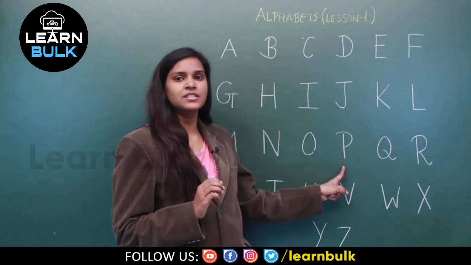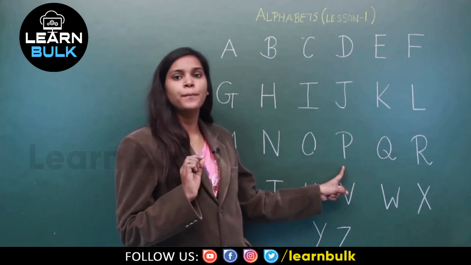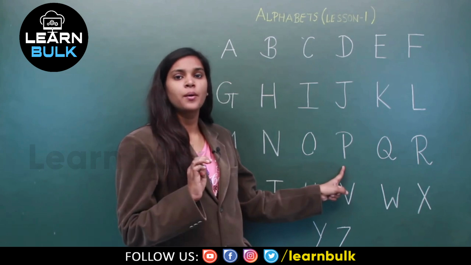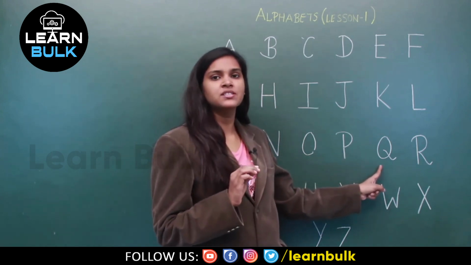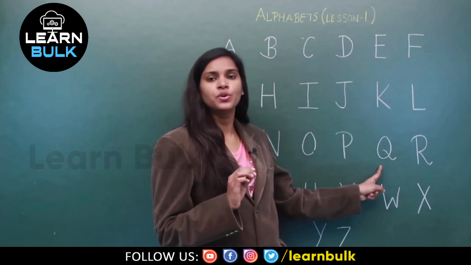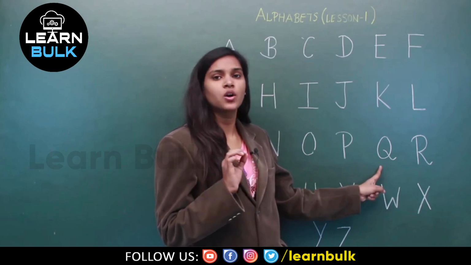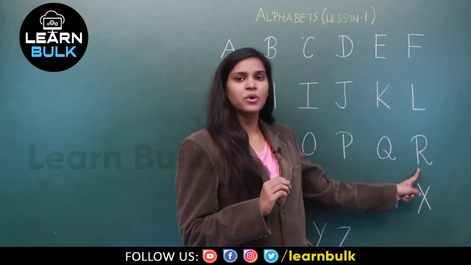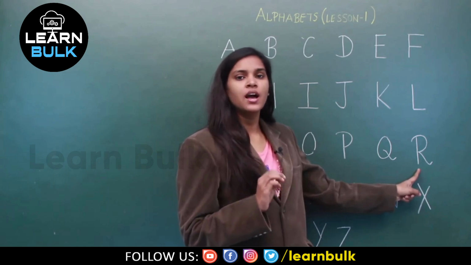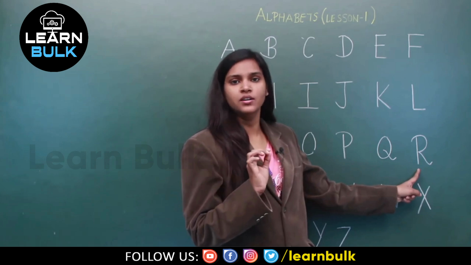The next alphabet is P and the sound that it makes is P. The next alphabet is Q and the sound that it makes is Qu. The next alphabet is R and the sound that it makes is R.